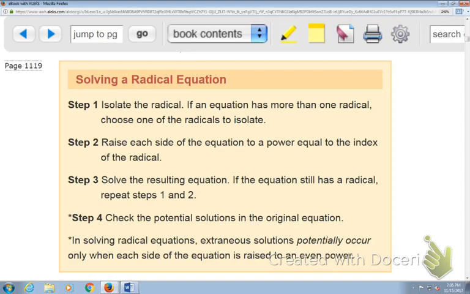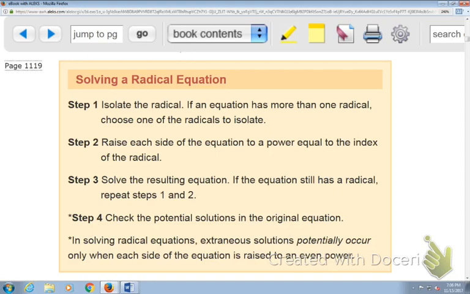So, steps for solving a radical equation. The first thing we're going to do is isolate the radical. Now someone somewhere gave me a bit of a fit because they didn't understand what the word isolated meant. All right? What do I mean by isolating the radical? Get it by itself as the only term. If it has more than one, you pick one of them, and then we're going to lather, rinse, repeat. All right?